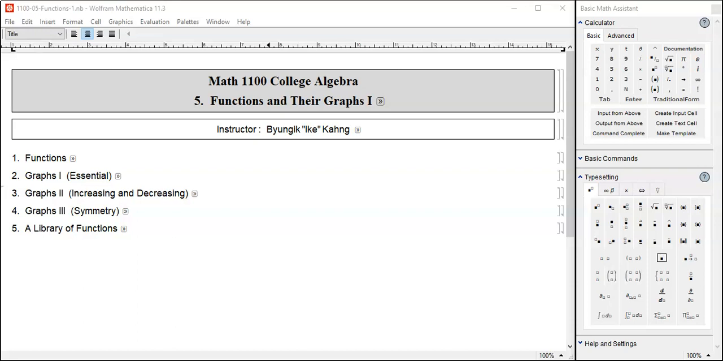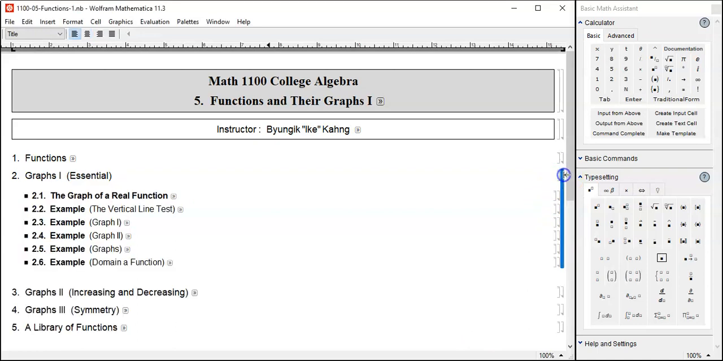Hello students, welcome back. We are done with section 1 and let's go to section 2. Sections 2, 3, and 4 are all about graphs. Among these, section 2 is the essential part, the foundation of everything. So it is very important you get comfortable in pretty much everything or almost everything here. Okay, let's begin. The graph of a real function.